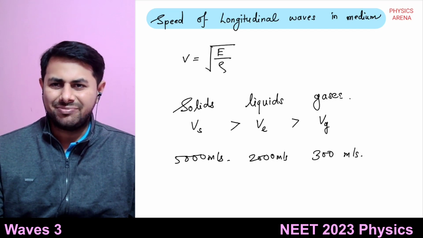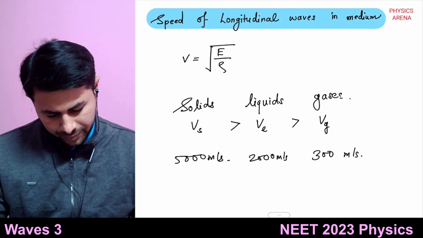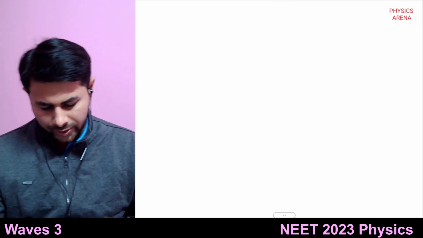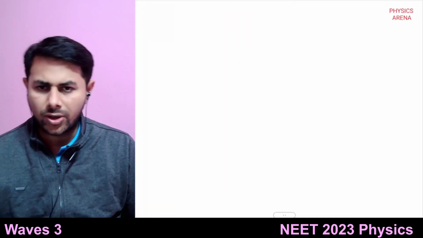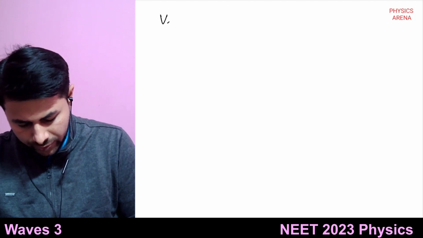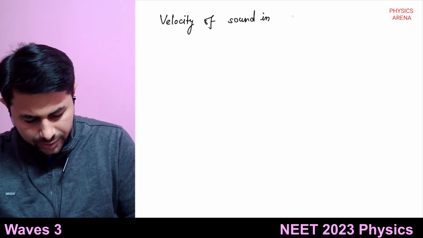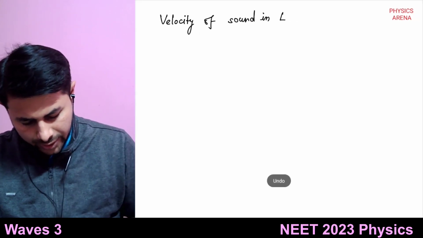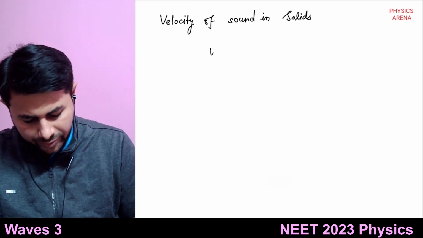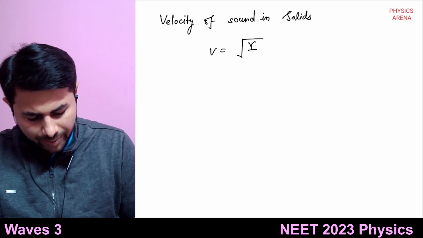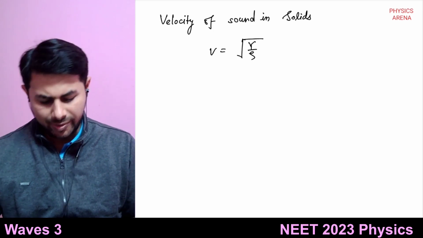There can be a direct question based upon this thing. So for solids, the formula for velocity of sound or longitudinal waves in solids is given by v equals square root of Y upon rho. So it will be Young's modulus. These are all things we have to remember.